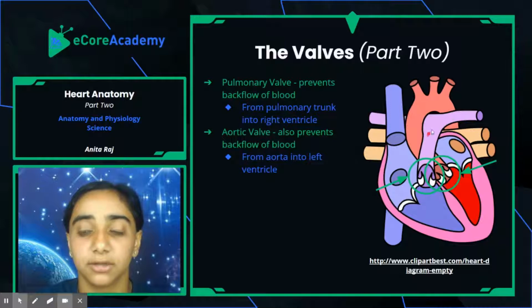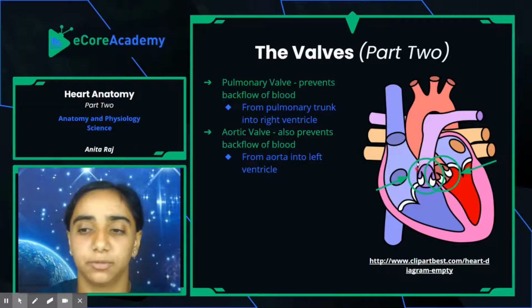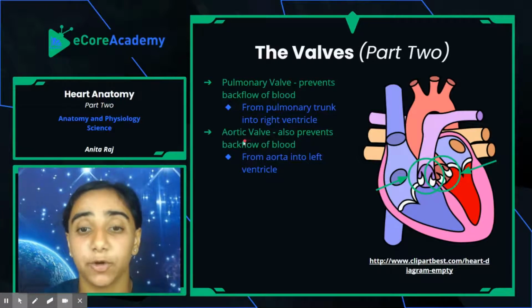This trunk eventually branches off into two arteries right here, and those arteries will take the deoxygenated blood to your lungs. So again, your pulmonary valve is located right between your right ventricle and your pulmonary trunk, and then further on your lungs. Let's talk about your aortic valve now.